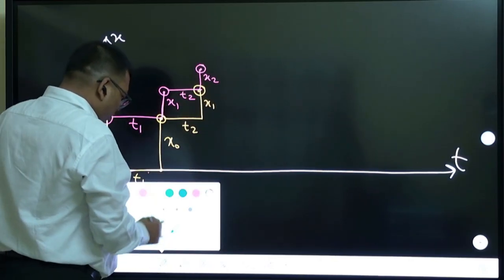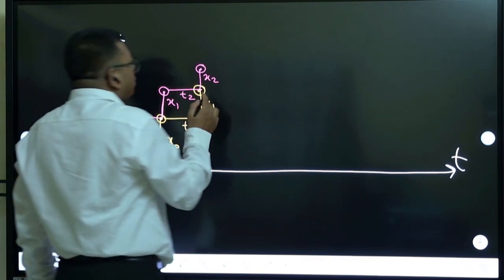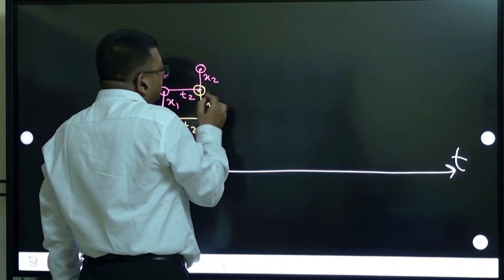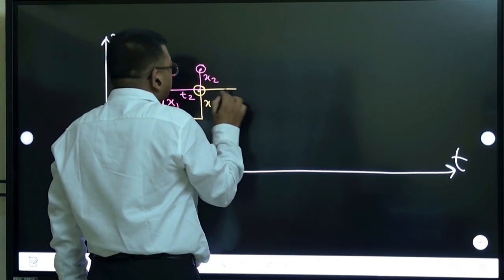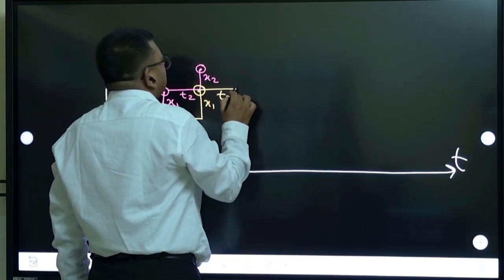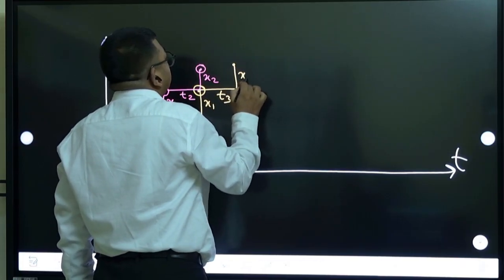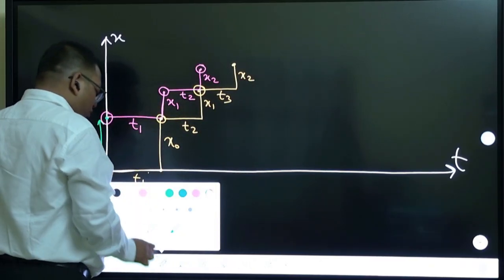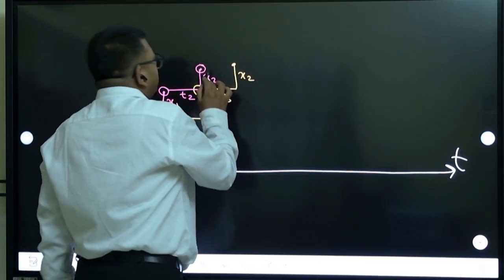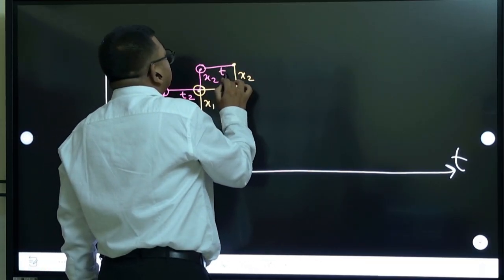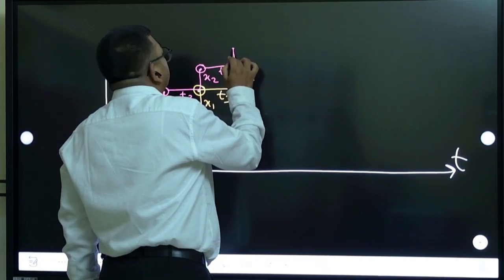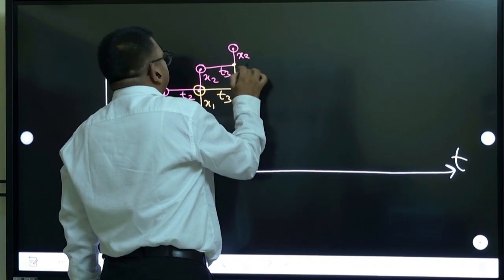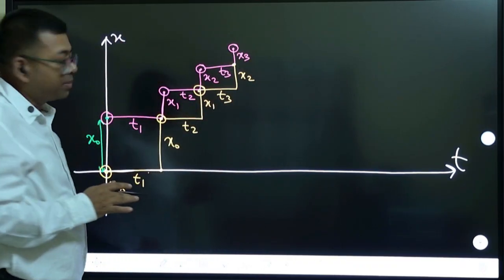Now further, think more, try to draw more. Again, the hare has to cover x2 distance. To cover x2 distance, he takes time t3. But when he covers this x2 distance, he finds the tortoise again moving; in the same time t3, it moves a further distance of x3. Like that, this story keeps on happening.